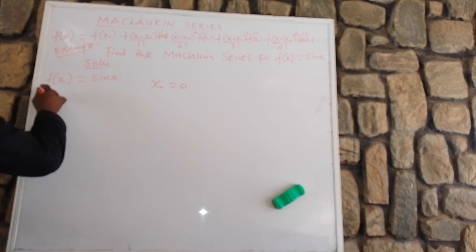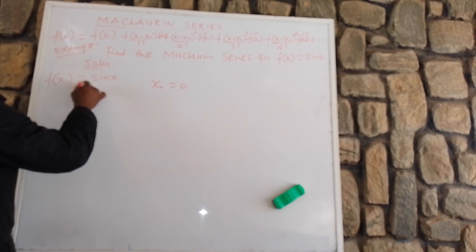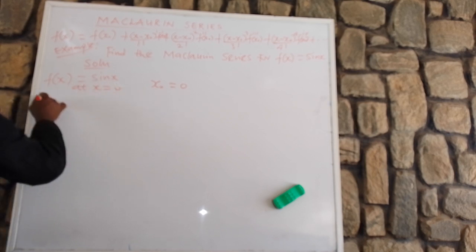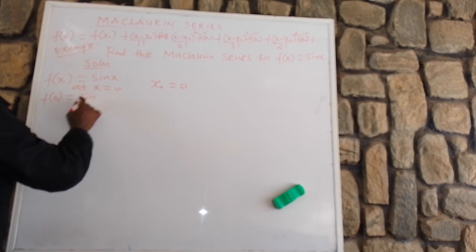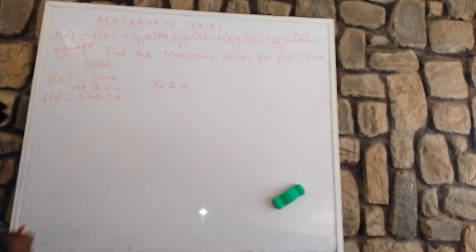Now, at x equals 0, our f of 0 will be sine 0. Anywhere you see x is 0, sine 0. Sine 0 is what? 0, true or false. Then we are going to differentiate this function now.